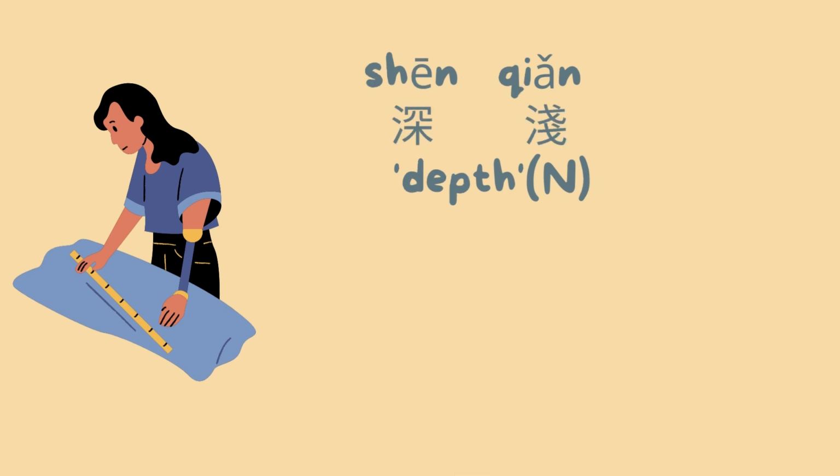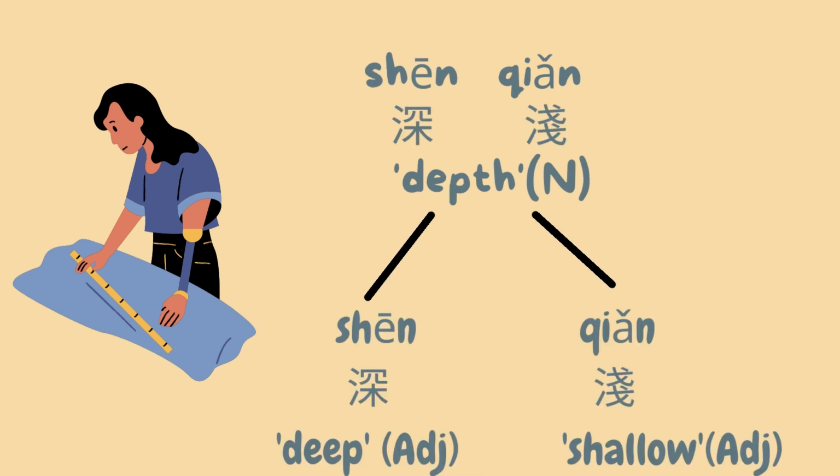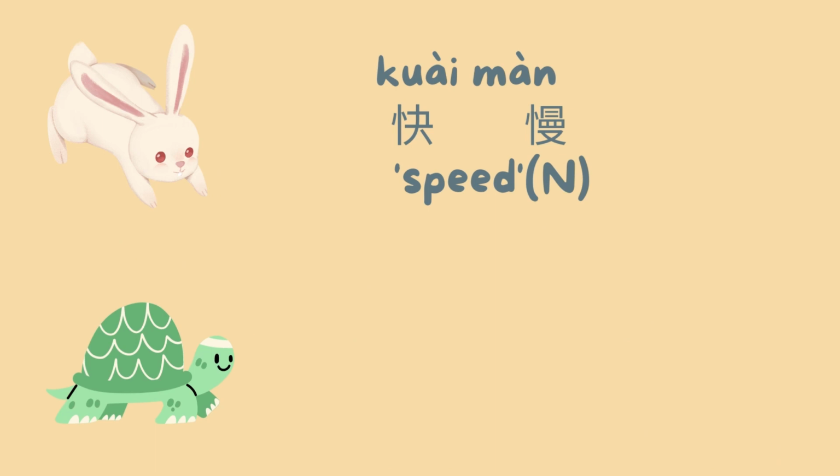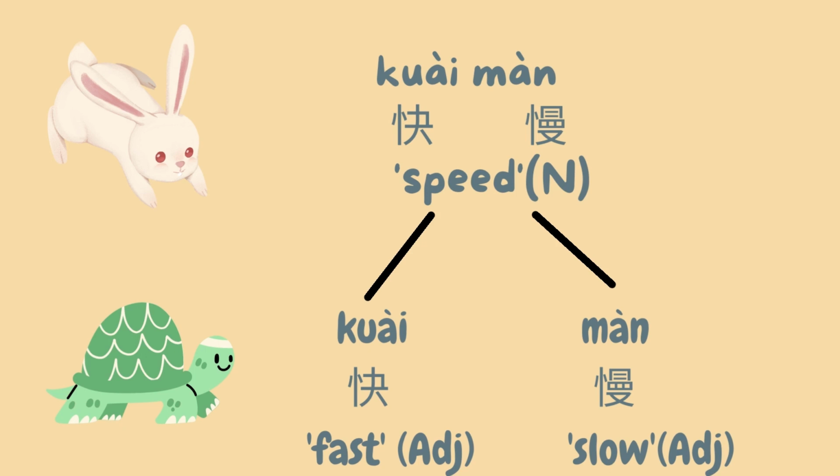Length, a noun. 深浅, depth, a noun. The constituent characters 深, deep, an adjective, and 浅, shallow, an adjective, are antonymous. The meaning of the word they form is the combination of the two characters that make it up. Depth, a noun. 快慢, speed, a noun. The constituent characters 快, fast, an adjective, and 慢, slow, an adjective, are antonymous. The meaning of the word they form is the combination of the two characters that make it up.